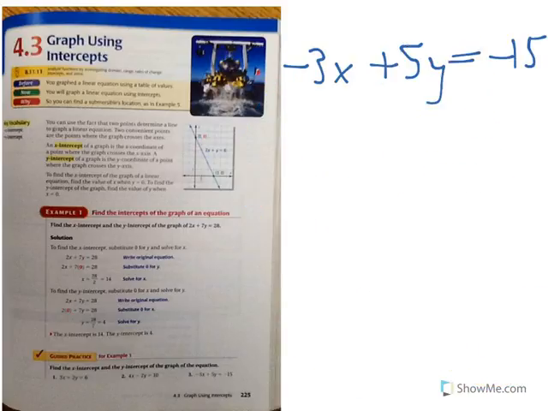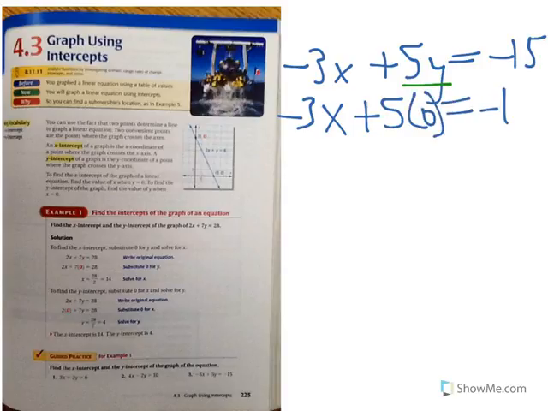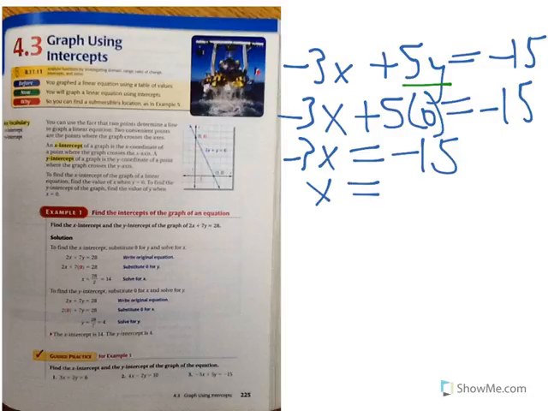So let's try one more. First of all, we're going to go ahead and get the x-intercept. That means that term has to be 0. So negative 3x plus 5 times 0 is equal to negative 15. So negative 3x is equal to negative 15. So that means x, divide both sides by negative 3, is going to be equal to 5. So that first point is going to be 5, 0.